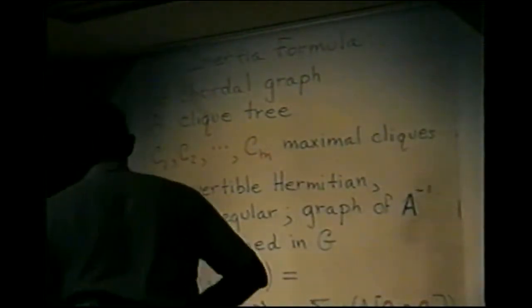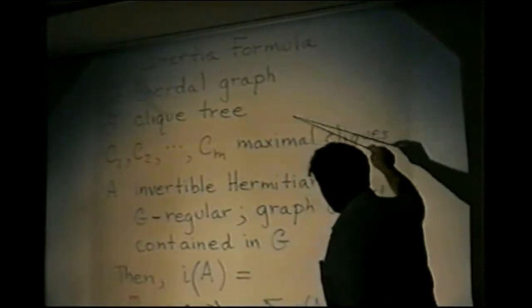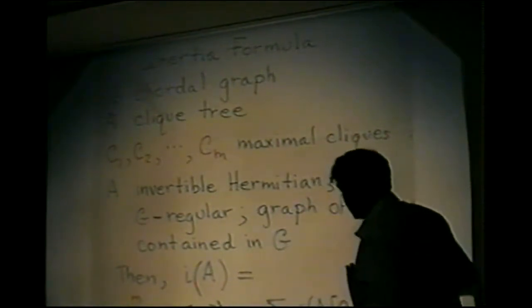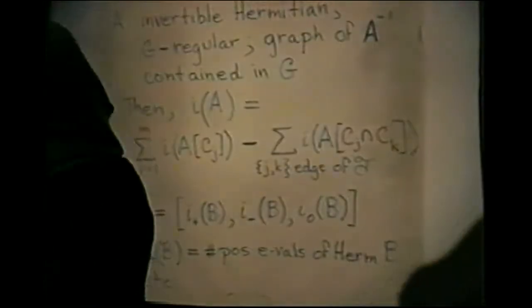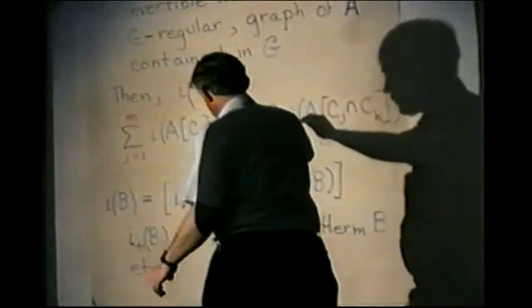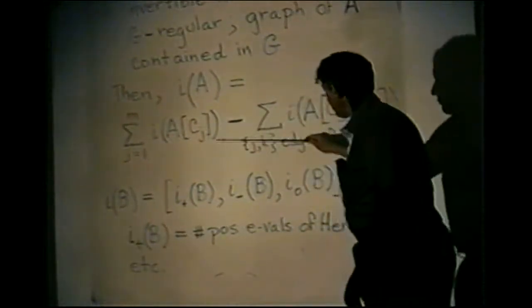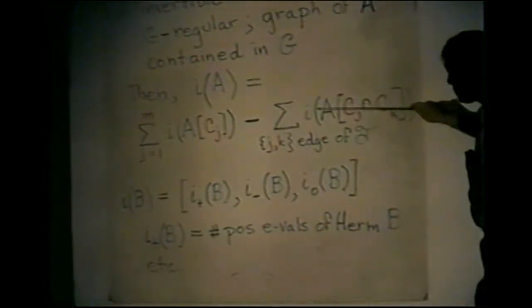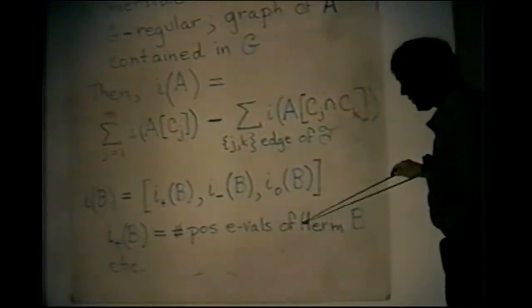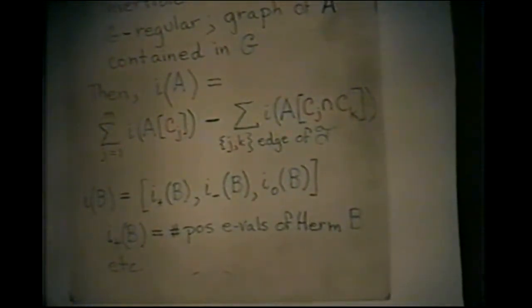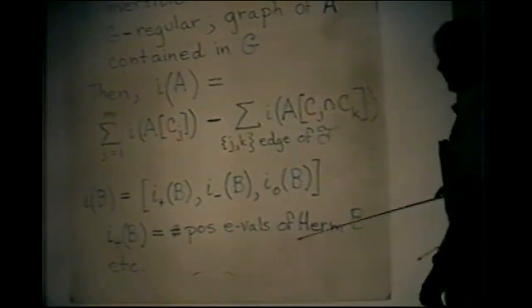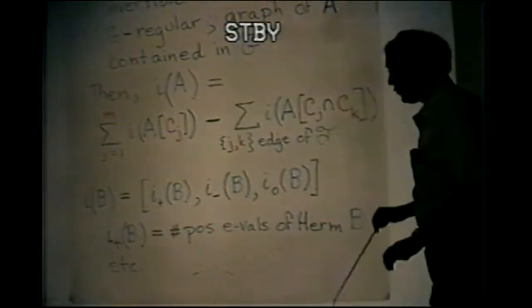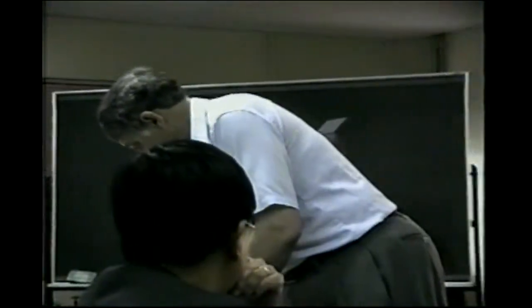There's a nice formula for inertia of completions. Same kind of setup. If I take this special completion, then its inertia will be, again, a sum of inertias associated with maximal cliques minus a sum of inertias associated with minimal separators, okay? Where inertia is just a list of the number of positive, negative, and zero eigenvalues of the matrix. So, same kind of formula now for inertias of the special completion. So, there's a lot that can be said here along those lines.